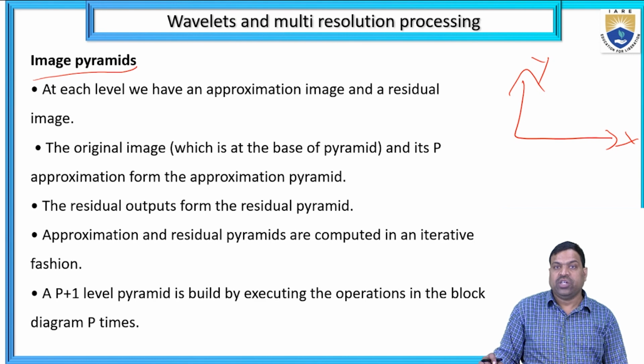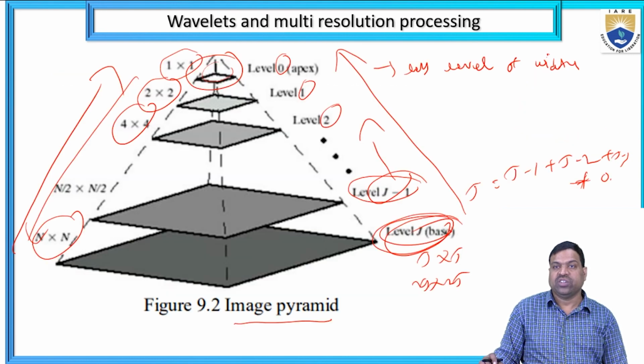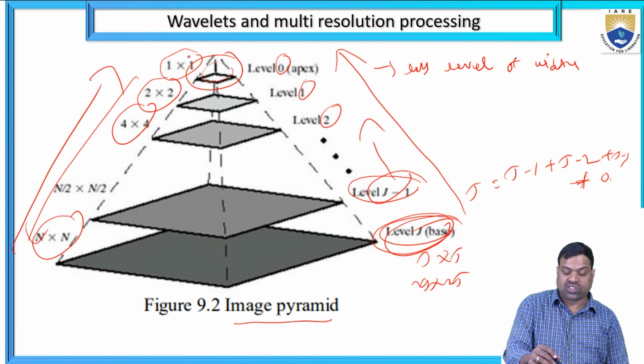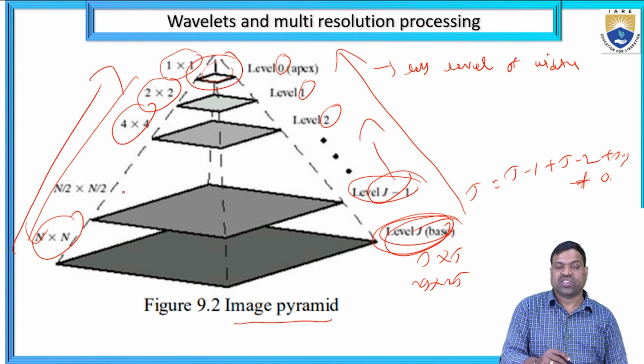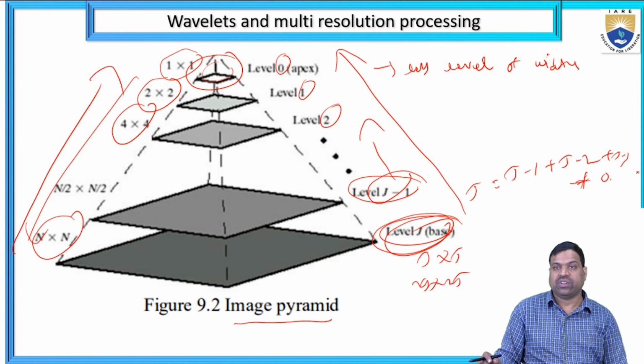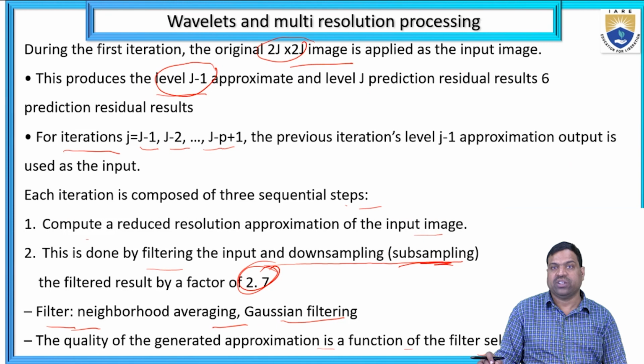So it is the image pyramid. Image pyramid is reducing the size, from low size to high size, 1 by 1, 2 by 2, meaning increasing the size and decreasing the levels. So level 0, level 1, level 2, and so on, level j. It is the image pyramid.